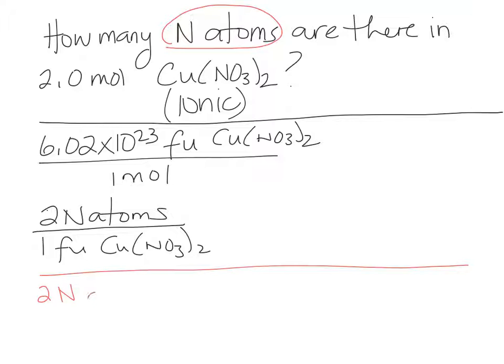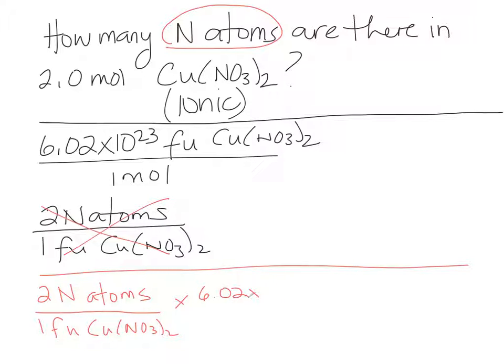The units that I want, correct? On the top. I want to find nitrogen atoms. But now I've got formula units as well. So the next ratio I use has to have formula units in the top, because it cancels out the formula units on the bottom.